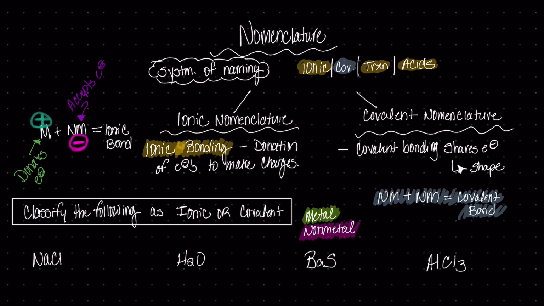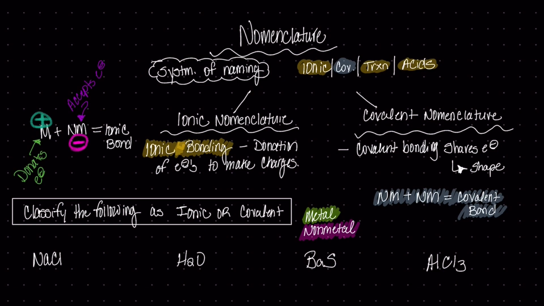So we're going to start this nomenclature unit off with ionic nomenclature. First things first, we got to learn a little bit about what nomenclature is in general. Nomenclature is a fancy science name for a system of naming. Yes, we even have a system for how to name things.